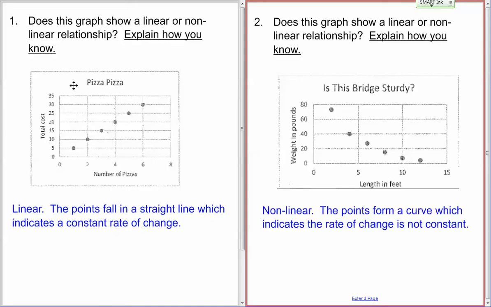So, bottom line, when you're looking at a graph, do the points form a straight line or do they not form a straight line? That's all you have to talk about, guys. Don't get into the numbers too much.